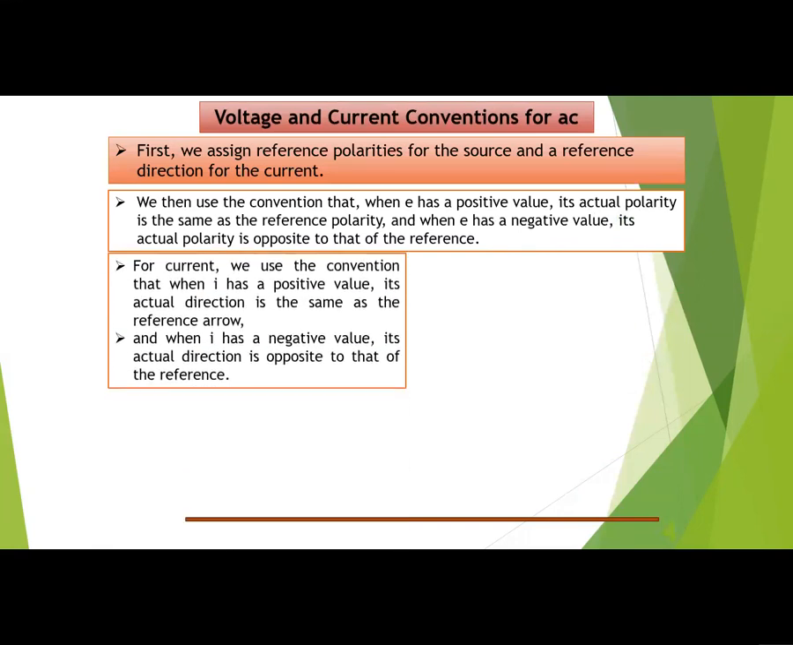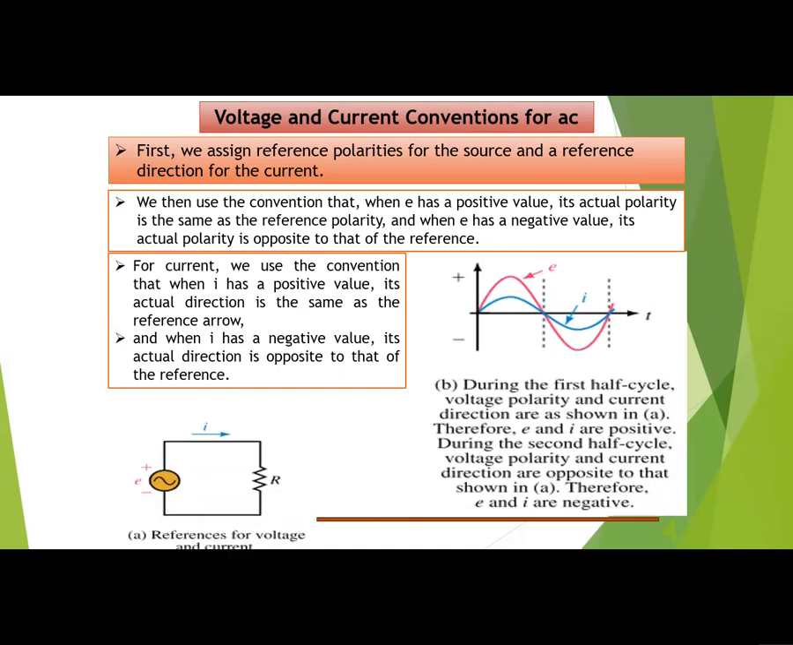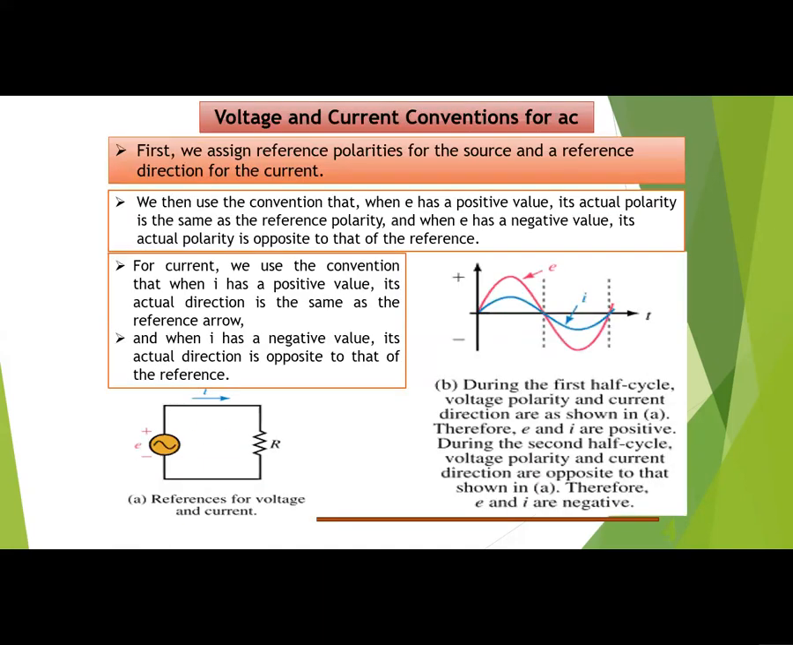Next, voltage and current conventions for AC supply. This is the polarity convention, with signs for each half cycle. Positive for this part, negative voltage for the negative part, in voltage and current waveforms. This is the convention for voltage and current for AC supply. During the first half cycle, voltage polarities and current directions are shown in the figure. Therefore, voltage and current are positive. During the second half cycle, voltage polarity and current direction are opposite.